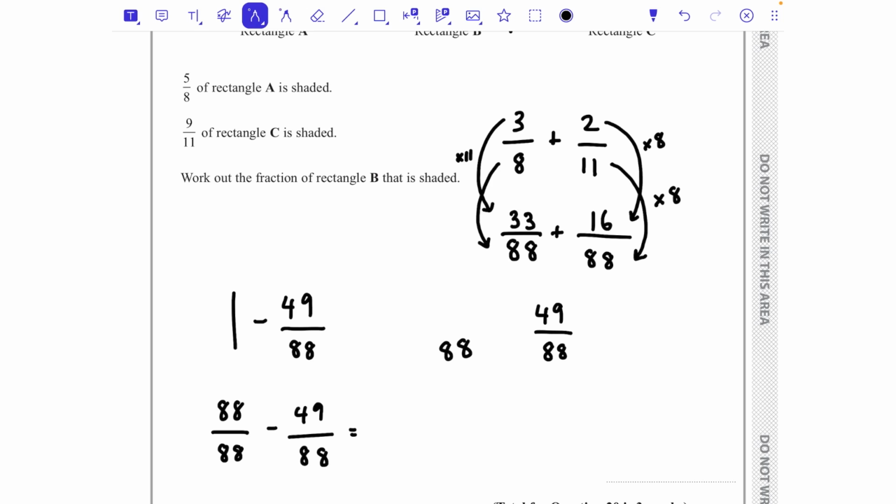So 88 take away 49. Now remember, if there's more on the floor, you're going to borrow from next door. 18 take 9 is 9, 7 take 4 is 3. So the answer to this is 39 out of 88. That is the fraction of that rectangle that is shaded.